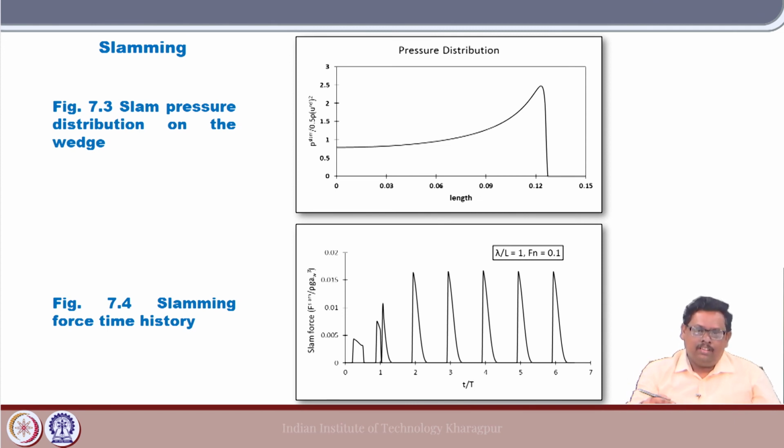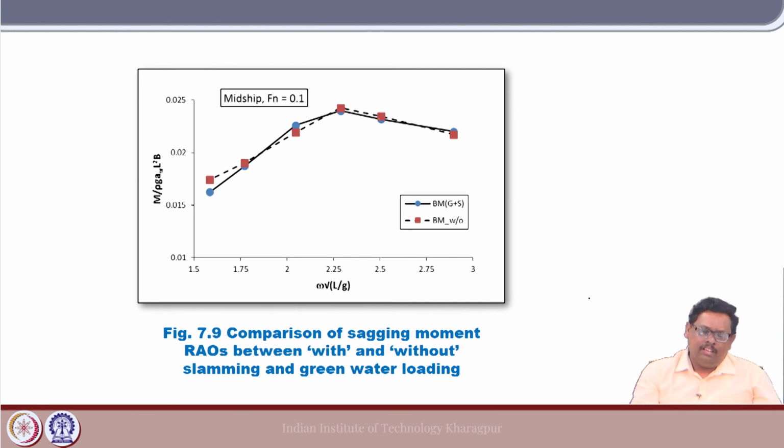If you see some published paper, you can see that the slamming load normally varies along the wedge in this fashion: from 0 it goes to the maximum and suddenly drops, and that is how we can get the pressure history of the slamming load also. So, you can see that there is some visible effect also.